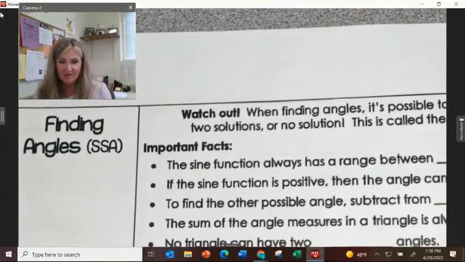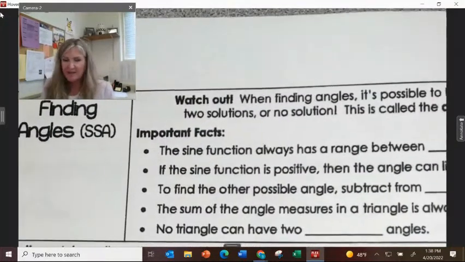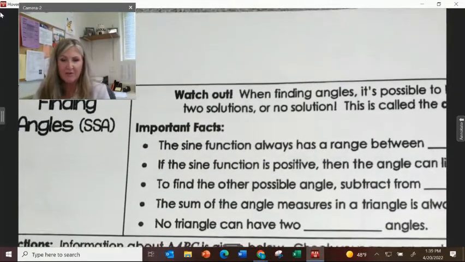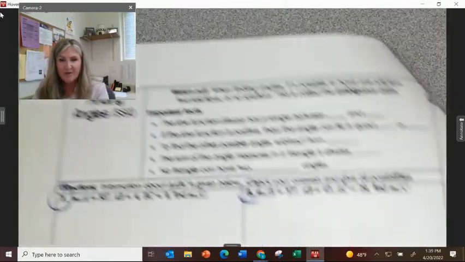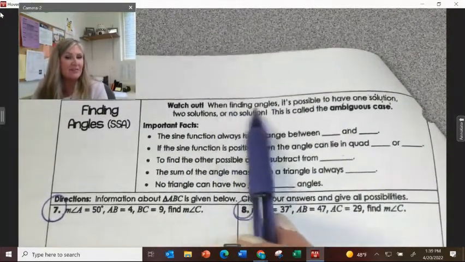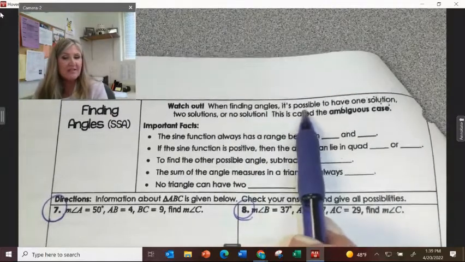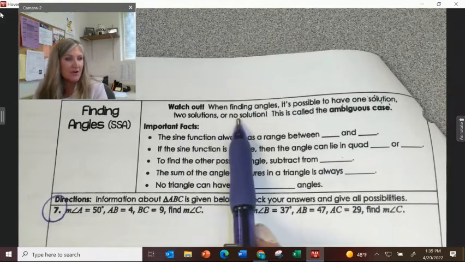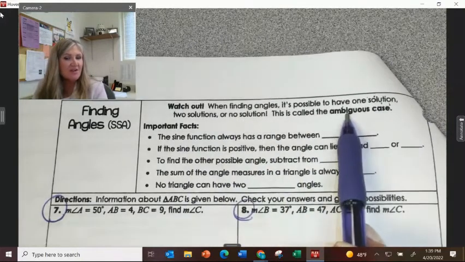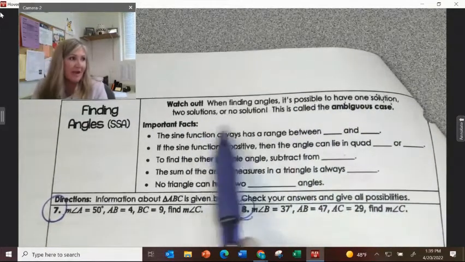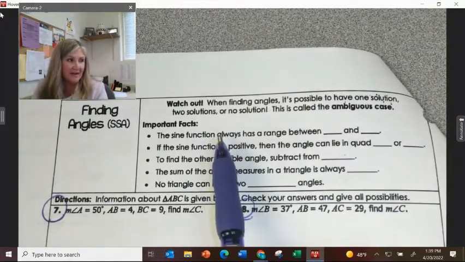And even if you think you know a lot about law of sines, you're going to want to watch this part because we're going to run across some things that may not make sense and we have to do a little more thought with it. Okay, when we're finding angles, this only happens, guys, when we're finding angles. It's possible to have one solution, two solutions, or no solutions. This is called the ambiguous case. It's ambiguous because we're really not sure how many solutions we should find at the beginning.